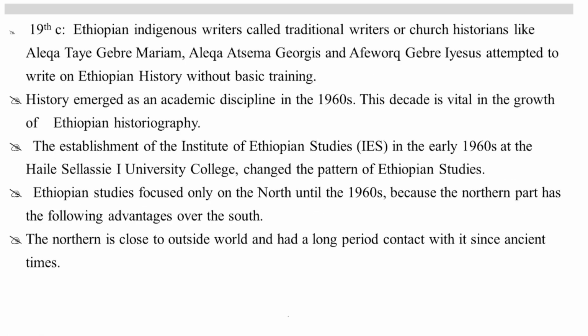Ethiopian indigenous writers, called traditional writers or church historians, like Alaqa Tayye Gabra Mariyam, Alaqa Asma Giyorgis, and Afawarq Gabra Iyesus, attempted to write on Ethiopian history without basic training. These are amateurs. They are called church historians, traditional writers, who wrote Ethiopian history without having studied it.